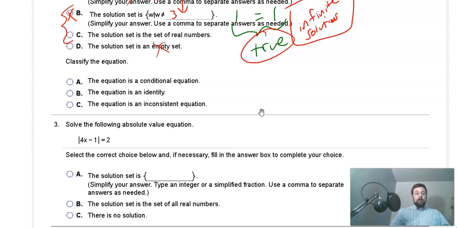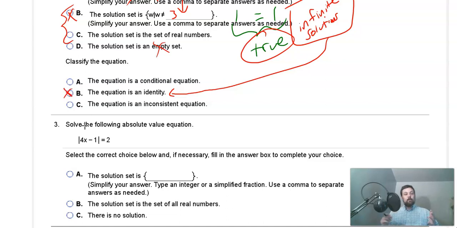Well, if there's infinitely many solutions, then it's an identity. So that's how you tell which answer is correct here. Sorry, I'm doing a bad job of writing an X. It's a conditional equation if you got an answer. So if you got x equals 5 as your solution, it'd be a conditional equation. And it's inconsistent when there's no solution.